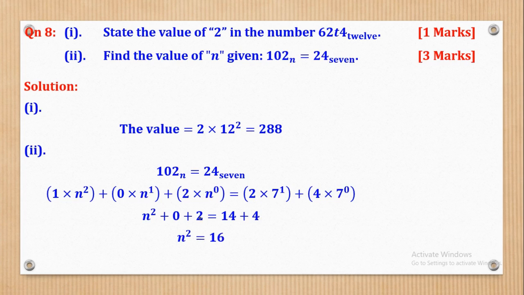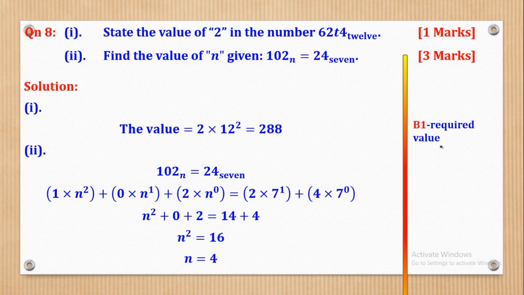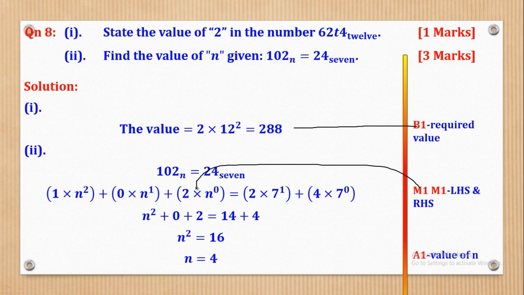So when I simplify further, it will become n squared equal to 16. So next is put a square root to come up with n being equal to 4. So you ignore the negative because this was a base, therefore it has to be a positive value. That means that n was base 4. So with that, let's see how much can be awarded. So B1 for the value required, M1 left hand side converting to base 10, right hand side converting to base 10, and A1 for the value of n.